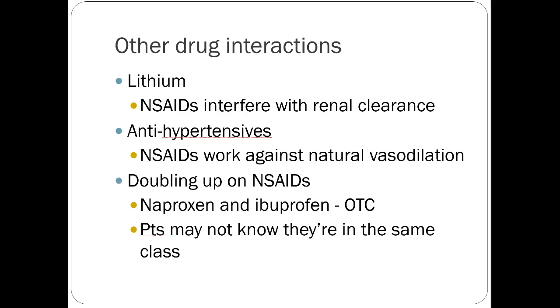Antihypertensives. NSAIDs work against natural vasodilation. Your body's natural vasodilators, your prostaglandin production, gets shut down if you take chronic NSAIDs. So somebody who's taking ibuprofen or naproxen around the clock, and also has hypertension, there could be a compounding effect going on with that.